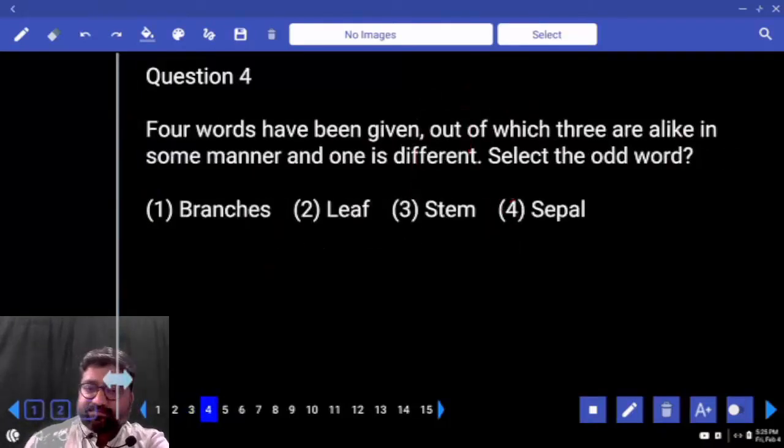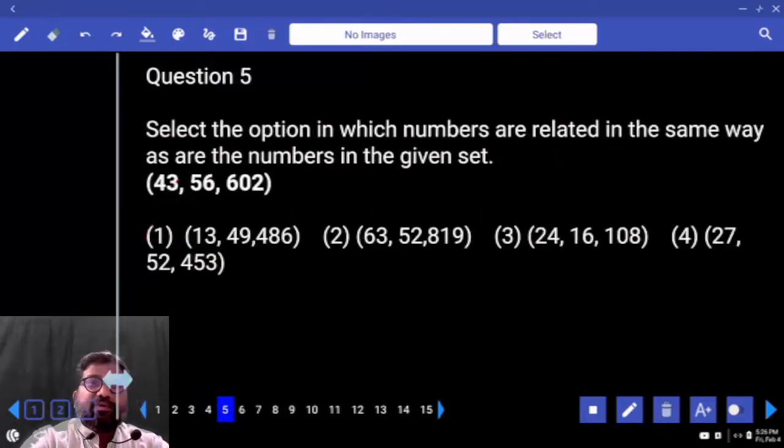Fourth question. 4 words have been given, out of which 3 are alike in some manner, one is different. Select the word. Leaf, stem, sepal, branches. What's your answer here? Branches. We'll go for branches. Okay? Next. Leaf, stem, sepal, branches. We'll go for branches, because it is a plural word, that is what happened there. Okay? Next.